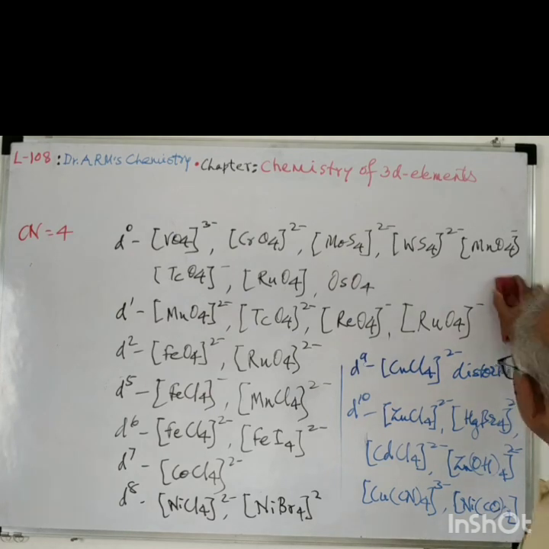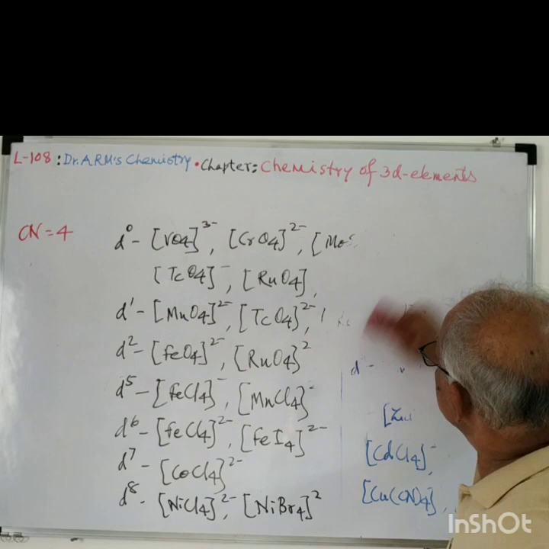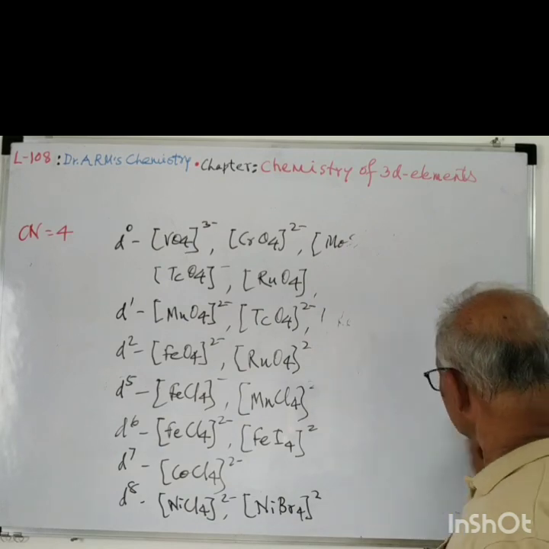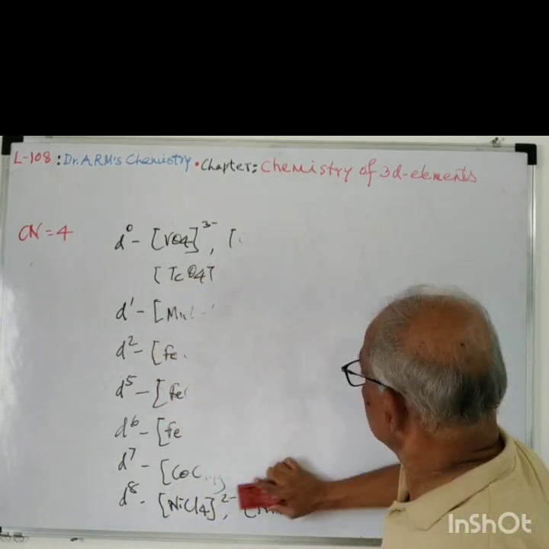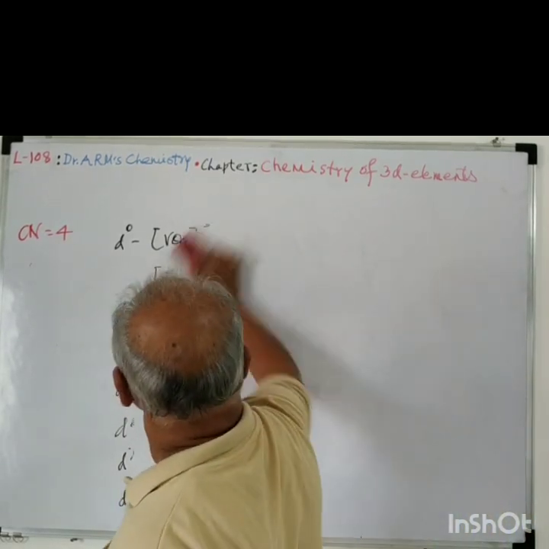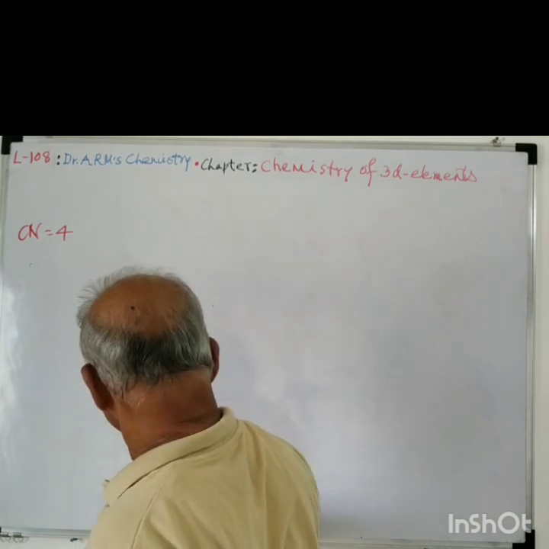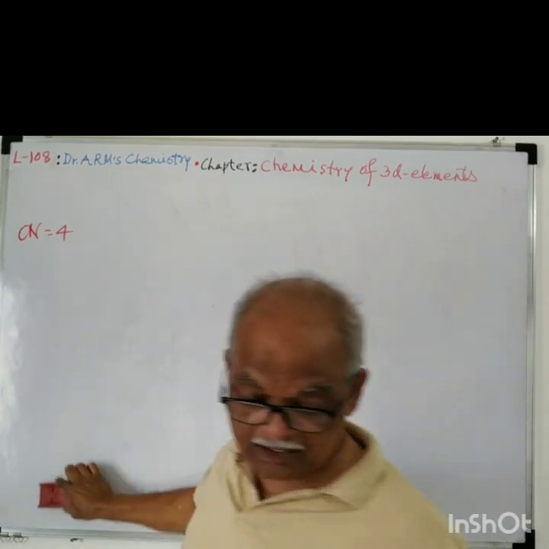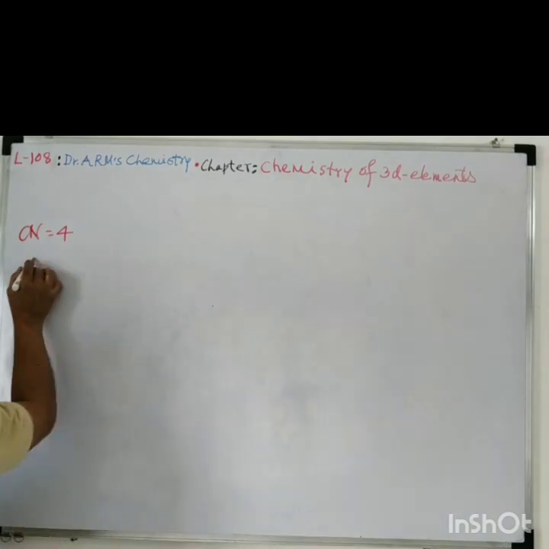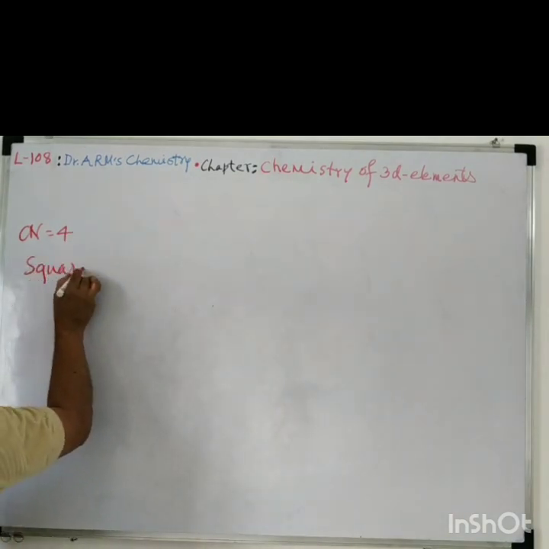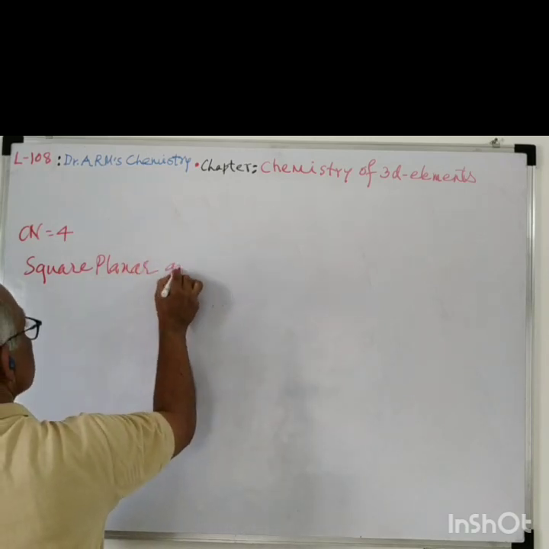Now we will see the next type of geometry present with coordination number 4, that is square planar geometry, and this is somewhat less common compared to tetrahedral geometry. So we will see here the square planar geometry.